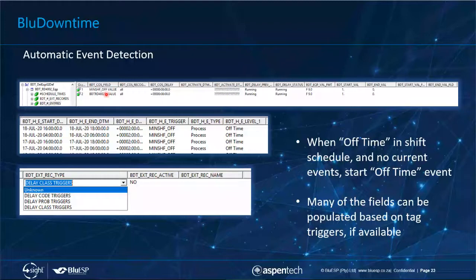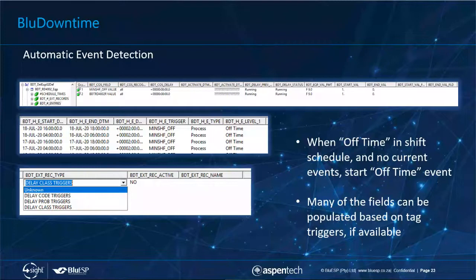We can also, for most of the fields that we populate, like for example the code or the category, or the problem, or even the classifications, if there are signals available that allow us to automatically detect what that is, capture that signal and automatically populate the data in our downtime event. Right, so that is the discussion on Blue Downtime.